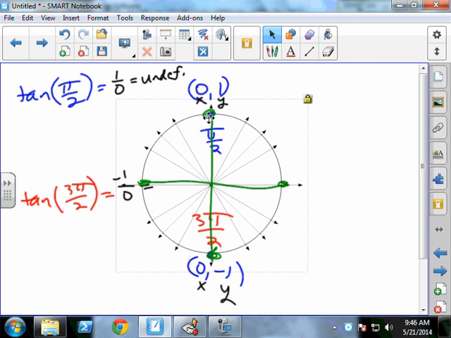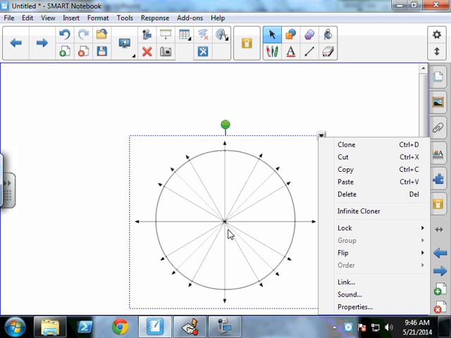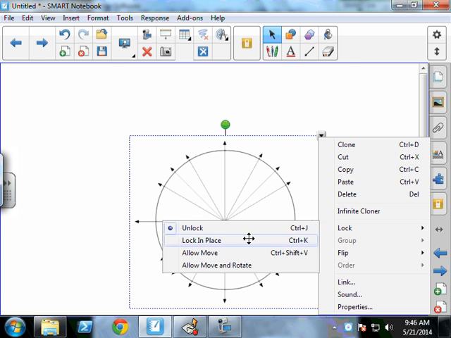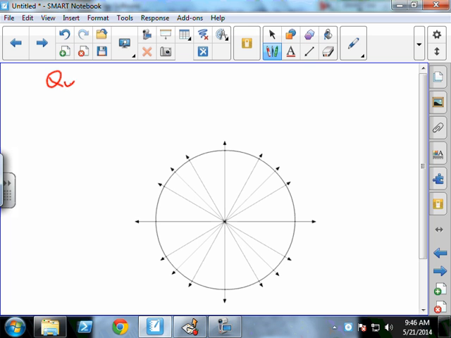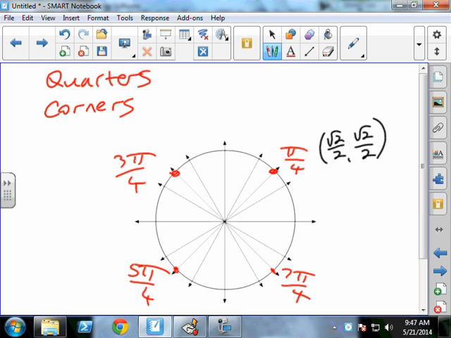And you might say, well, does that work elsewhere? Well, let's find out. We'll lock this in place. Remember, I like to call these the quarters or the corners. Corners, it kind of rhymes. Pi over 4, 3 pi over 4, 5 pi over 4, 7 pi over 4. Remember the coordinates here are rad 2 over 2, rad 2 over 2. They're the same because of the isosceles right triangle for the reference angle.